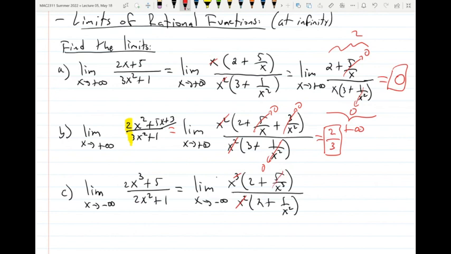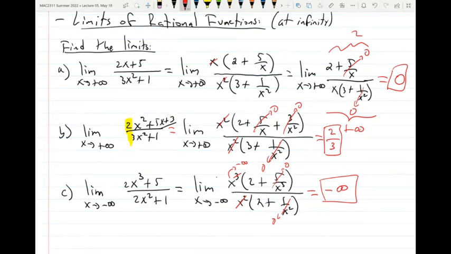So now this piece goes to 0, this piece goes to 0, but then this top right here is going to go to negative infinity. So the answer here is negative infinity times 2, so it's still negative infinity, and the bottom is a 2, so that will just be negative infinity. Okay?